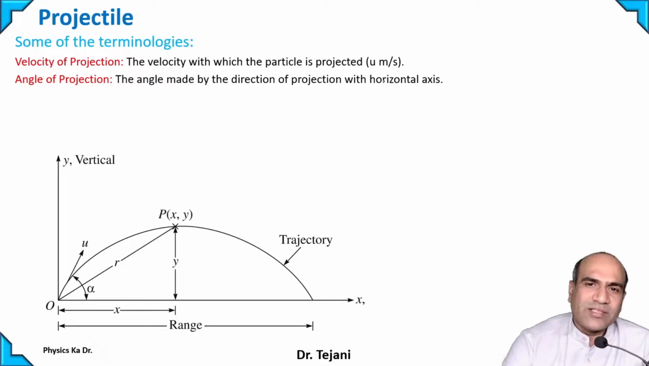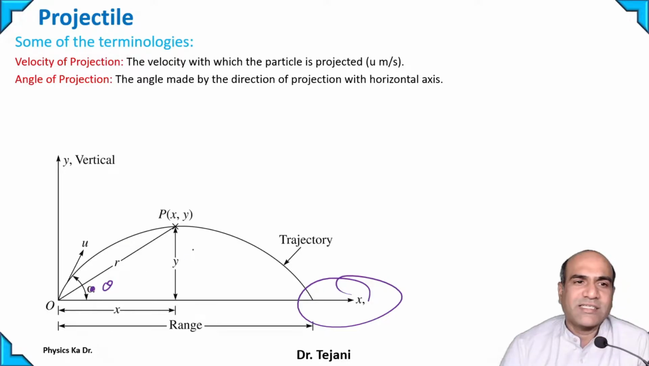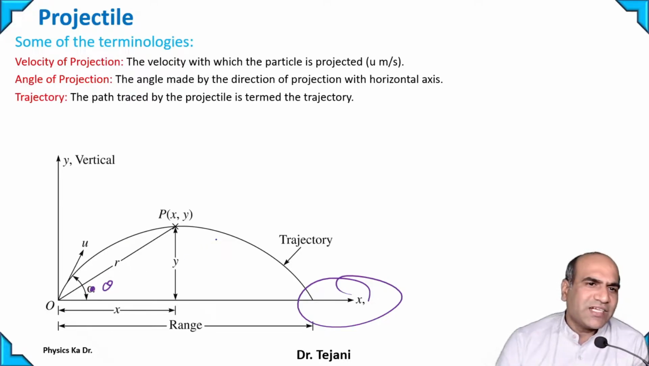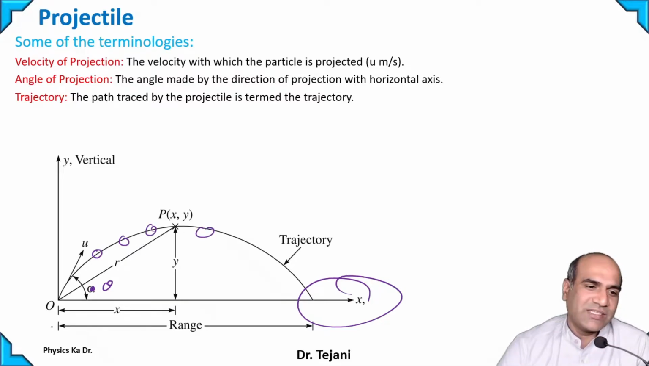Second is angle of projection. That means the object is projected at an angle with the horizontal axis. We have to consider the horizontal axis, and this angle we do not take as alpha, but as theta. Alpha we take during a projection, if the object is projected with the horizontal, otherwise we don't take it. Initially, we always take this as theta. Then trajectory: the path traced by the projectile is termed a trajectory. That means whatever path is taken when it is thrown in the air.